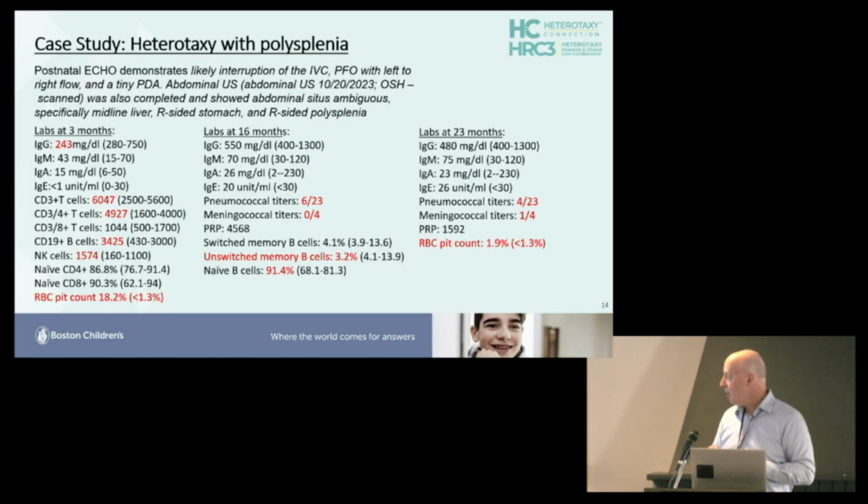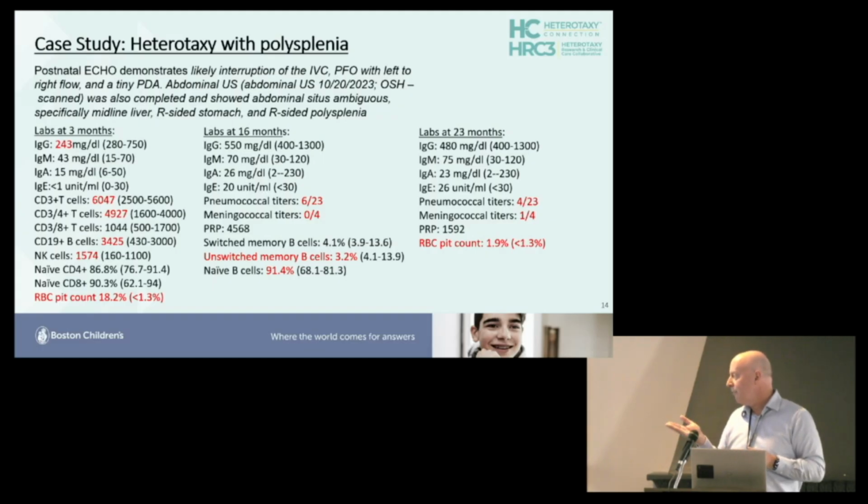Hib titer, PRP, is still protective, but what was interesting to find is that his RBC pit count had fallen pretty dramatically down to 1.9%, which is getting close to normal range. So this is an interesting finding, and I think one of the questions that we have on our team is, in terms of patients with polysplenia, what is the true incidence of hyposplenism? And we hope to further define that.